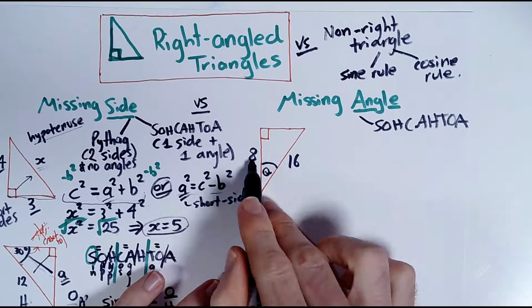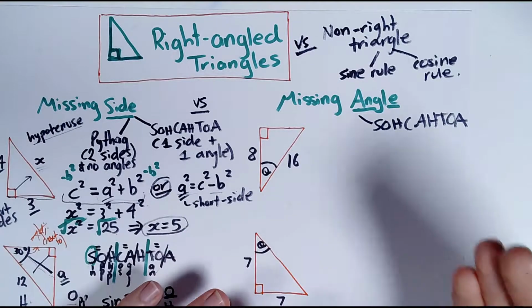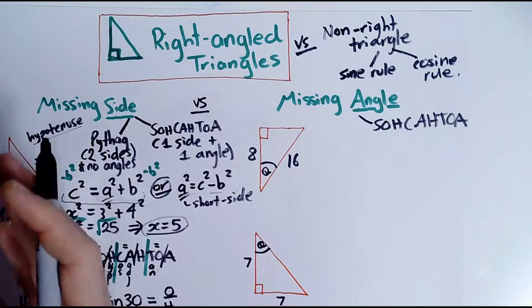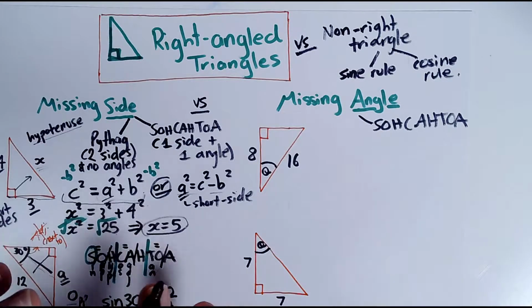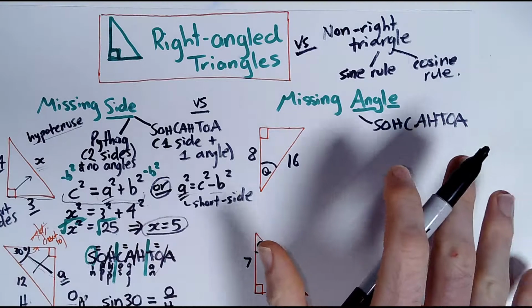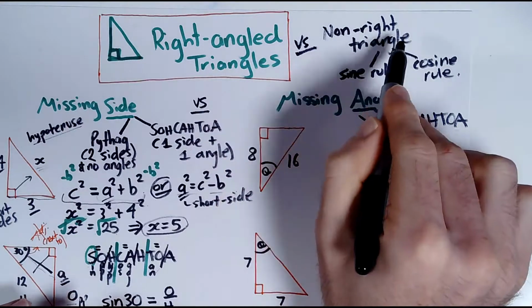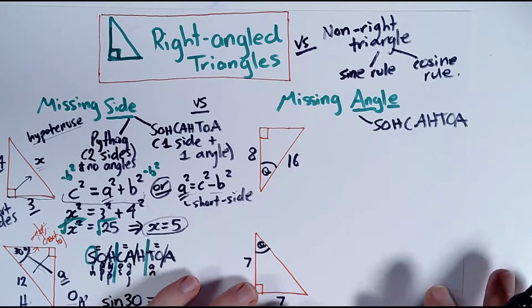So even though we're given two sides here, you don't use Pythag because we're not trying to find the third side. Remember, Pythag is the one exception, for when you have two sides and you're finding the third side, whereas SOHCAHTOA is what you'll use in all of the other situations when you have a right-angled triangle, but not when you have a non-right-angled triangle, not when you have a triangle that doesn't have 90 degrees.